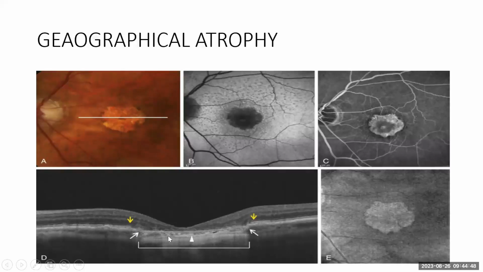This white arrow is pointing to atrophy of the choriocapillaris. The area is too thin compared to what it should be. And if you look here, the Henle layer here is also thinned out. So what you have here is a geographical atrophy.